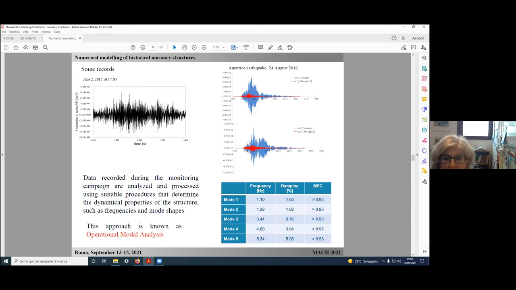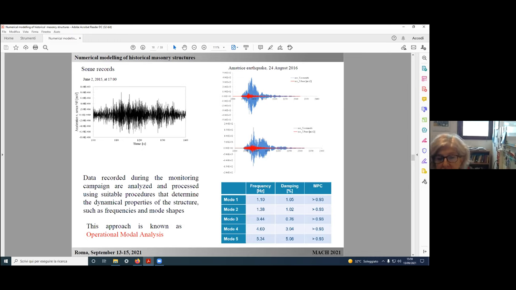Here in this slide, for the sake of example, you can see an acceleration recorded in 2015, and here on the right, you can see the acceleration of the base of the tower and the acceleration of the top of the tower recorded during the Amatrice earthquake on 24 August 2016. So data recorded during the monitoring campaign are analyzed and processed using suitable procedures that allow us to calculate the dynamical properties of the structure, I mean frequencies and mode shapes.